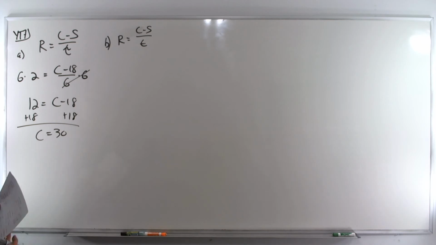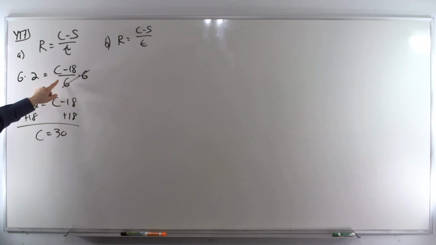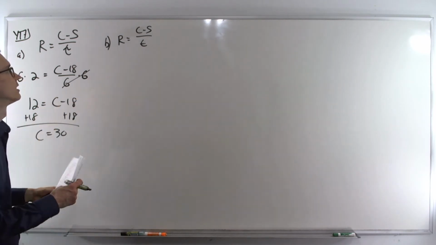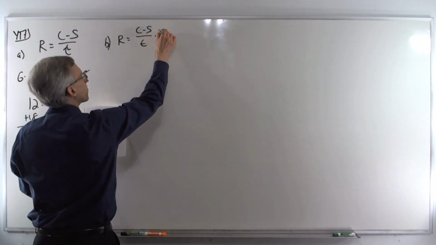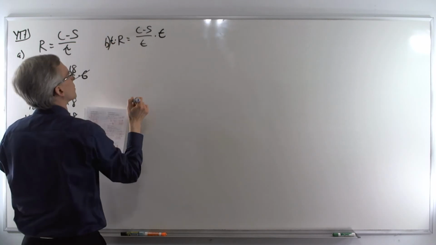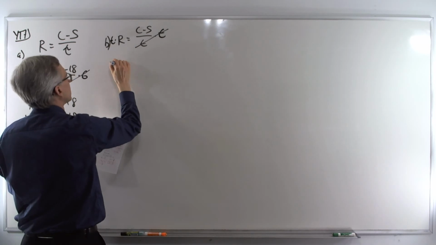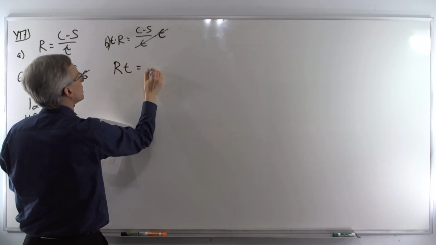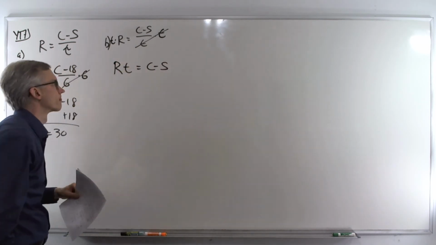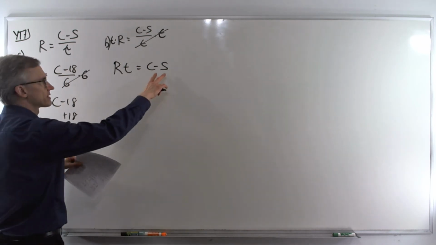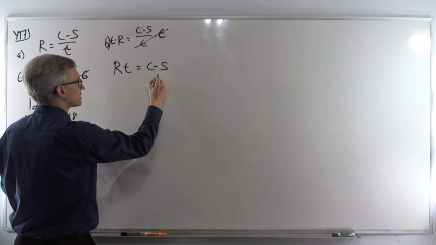All right, now we're going to do similar operations over here. Keep in mind the order we did things in. First thing we do is multiply both sides by the denominator. We're going to do the same thing here. Denominator is t, so we're multiplying by t instead of 6. Other than that, nothing else changes. All right, now the t's cancel, so that leaves us, I'm going to write it as rt equals c minus s. Now we're still looking to get c by itself. Last thing left to do is add s to both sides.